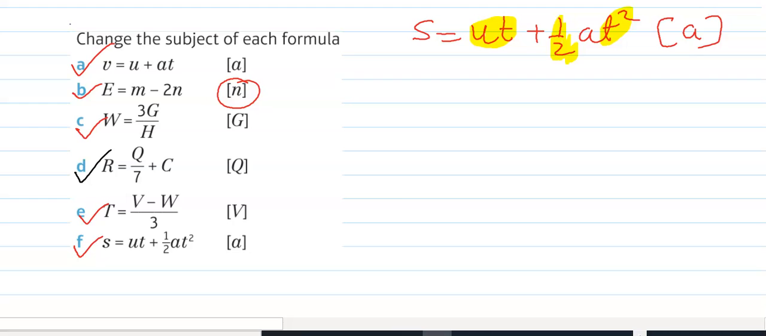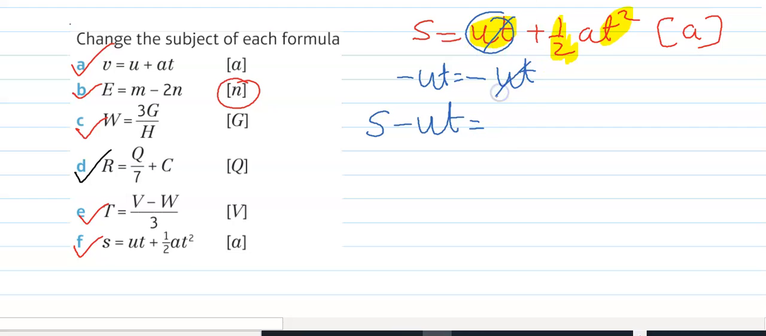Okay. So this is UT with plus sign. So let's do minus UT both sides. So we are left with S minus UT on the left hand side. This is cancelled out, and it is half. This is half, sorry. AT square.